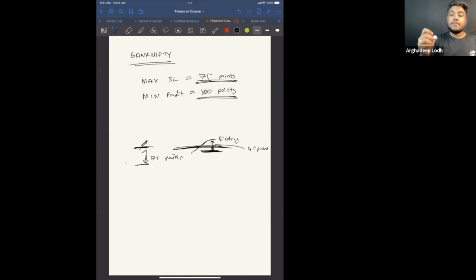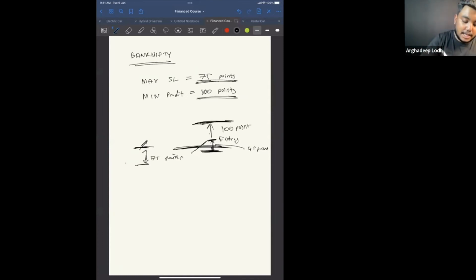अगर आपको logical SL level मिल जाए, तो you will place your SL at that point. It can be below, it can be less than 75 points, but your SL should never be greater than 75 points, never. And profit should be at minimum 100 points. यहाँ पे if you take an entry here, the profit should be minimum 100 points at the minimum.